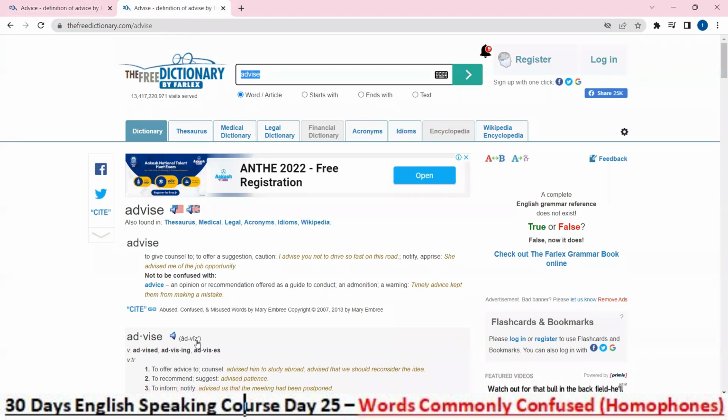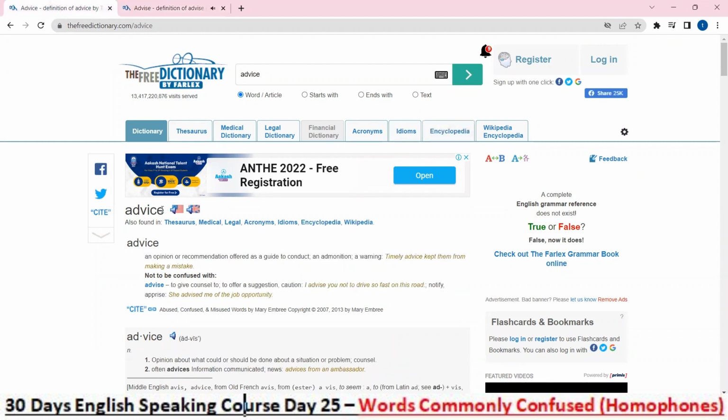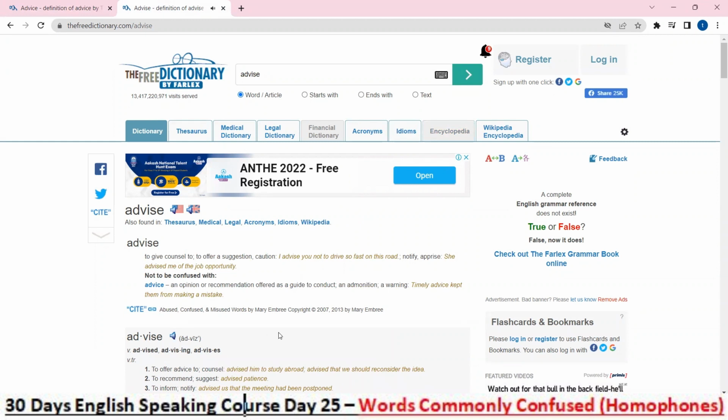Advise. It is advise, so it should be pronounced with a Z sound. Advise, and advice. You see here in the pronunciation, the Z sound should come. The meaning here is to give counsel, to offer suggestions. So that is the meaning.